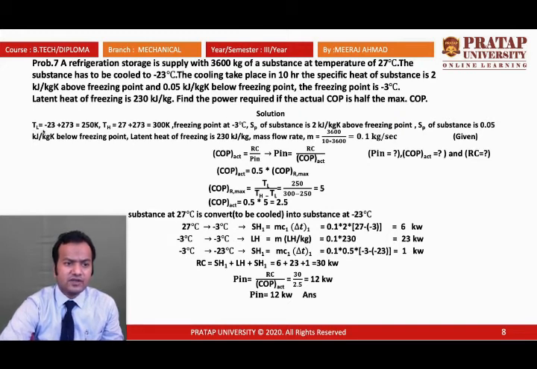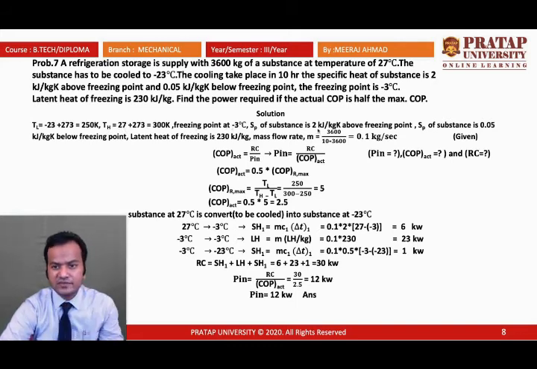First you convert the temperatures into Kelvin. The freezing point is given as minus 3, the specific heat above the freezing point is 2, and the specific heat of the substance below the freezing point is 0.5, not 0.05, I think. The latent heat is also given, per kg. The mass of the substance should be converted into kg per second, because the heat extracted from the substance is in kilowatts. So we have to convert the mass into kg per second.